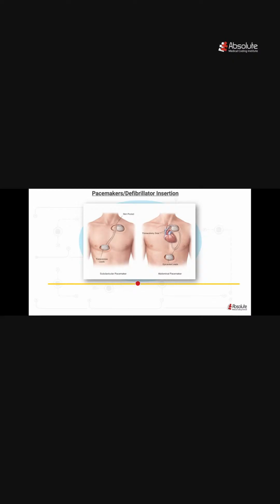And next is the epicardial insertion. In the epicardial approach, the lead is placed on the surface of the heart. Epicardial means near the heart muscle itself, okay? This approach requires a thoracotomy, meaning the chest must be surgically opened to access the heart. All right, so let's move on.